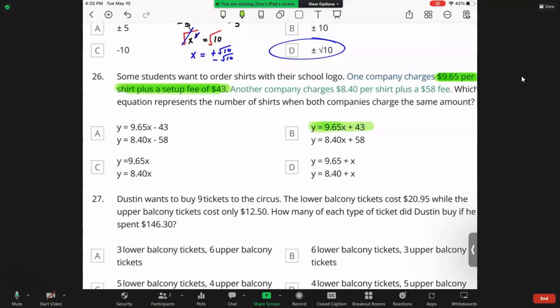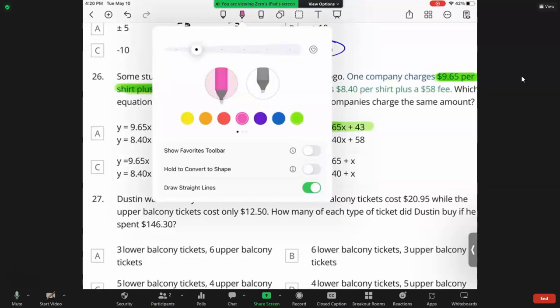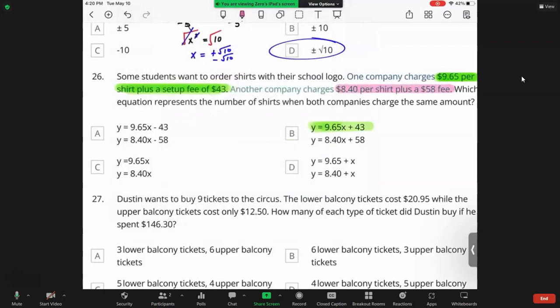And then just to make sure, this company here charges $8.40 per shirt plus $58. And that matches that right there. $8.40 per shirt plus $58. So the answer is B.